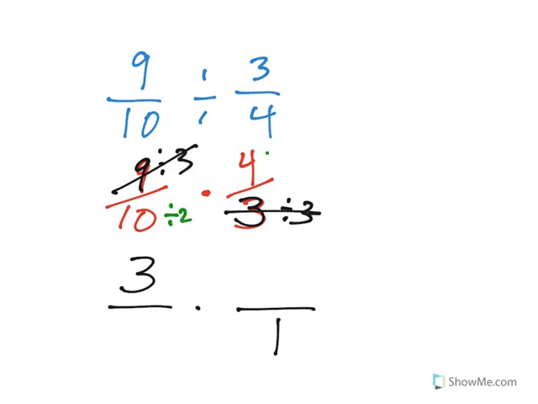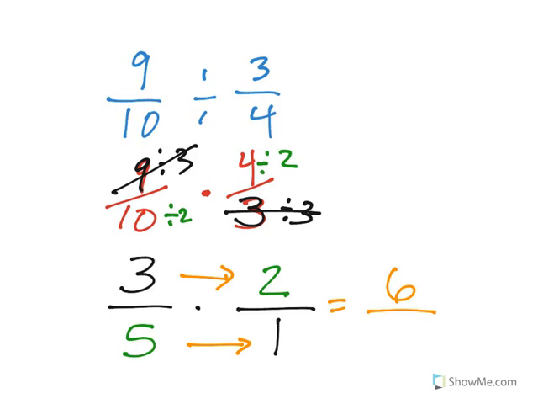10 and 4 are both reducible by 2. So 10 divided by 2 is 5. 4 divided by 2 is 2. And now I can multiply straight across. 3 times 2 is 6. 5 times 1 is 5. And my final answer is 6/5. And that's dividing fractions.